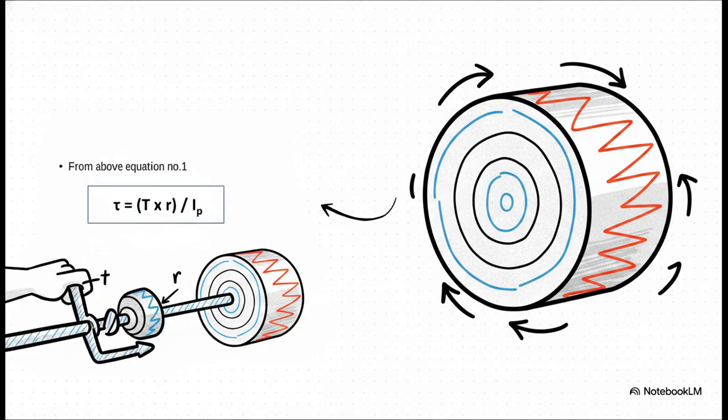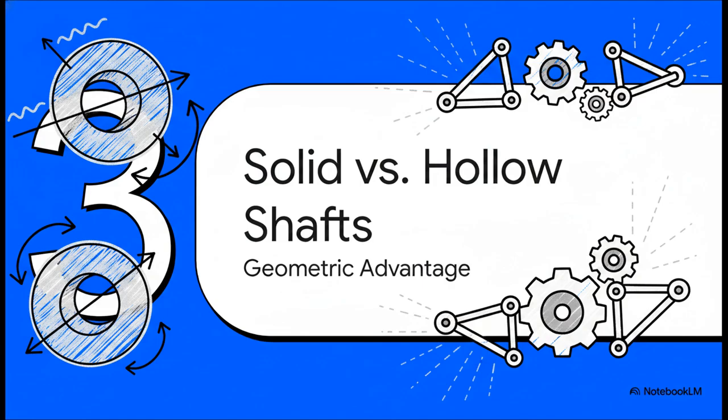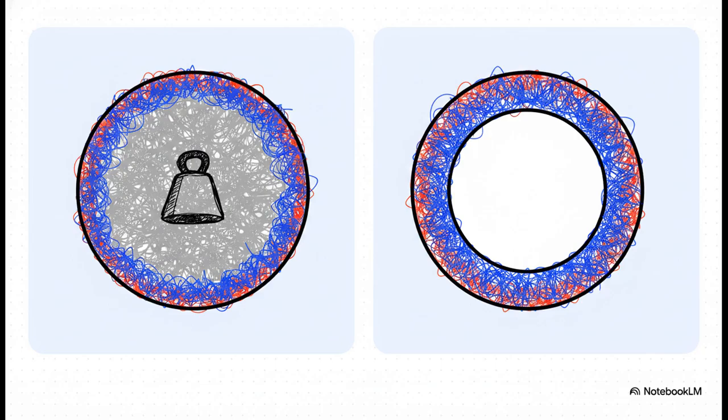The center of the shaft is relatively relaxed, but that outer skin is literally fighting for its life against the twisting force. That leads us perfectly into Section 3, solid versus hollow shafts. Okay, so it really all comes down to geometry here. When we calculate the polar moment of inertia for a standard solid round shaft, we base it simply on its outer diameter. Simple enough. But for a hollow shaft, the math changes a bit. We have to take the outer diameter and actually subtract the inner diameter.